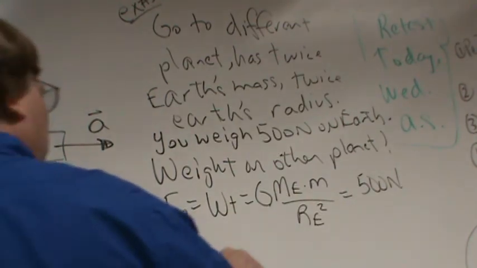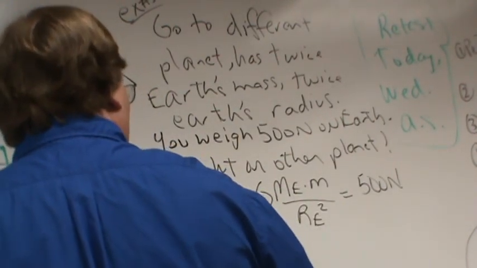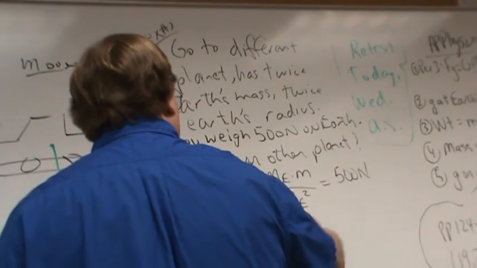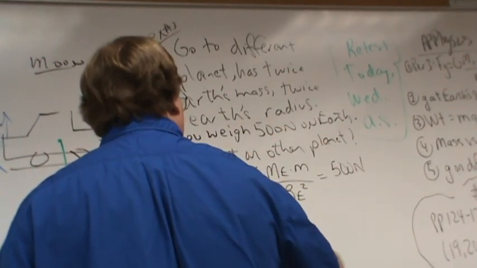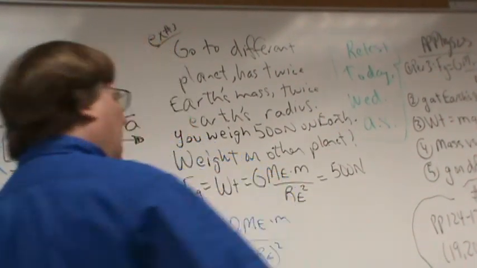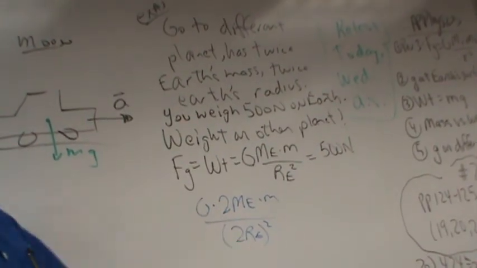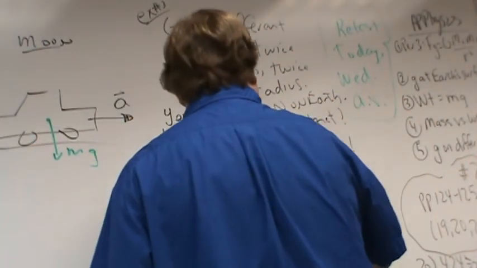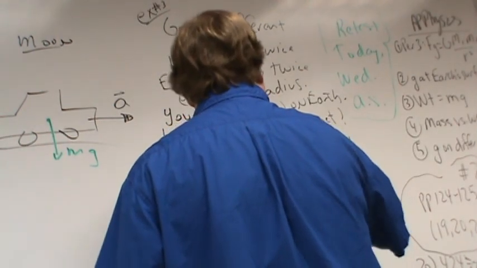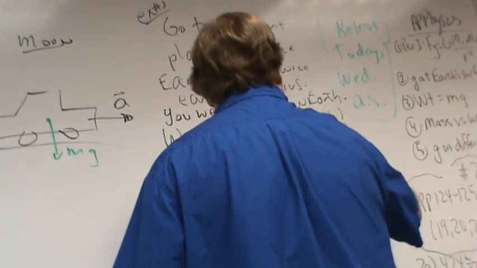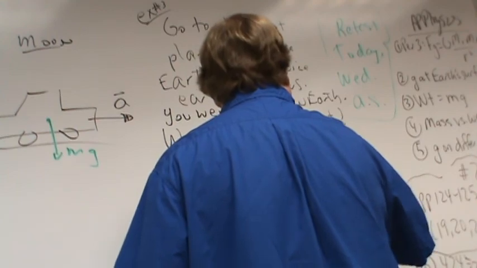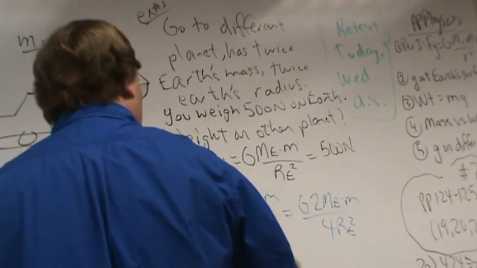Let me show you the process you're going to go through. When you do this problem on tonight's homework, just substitute in the new values. They tell me I got twice the mass, 2m. They tell me I got twice the radius, 2r. But now you're going to have to square that 2r. So I get 4 RE squared, and then you take the 2/4 out.